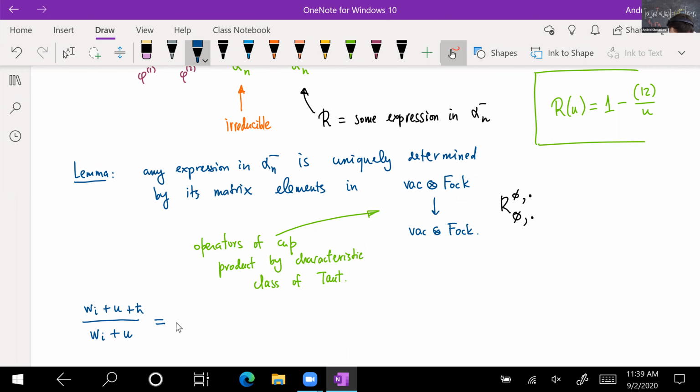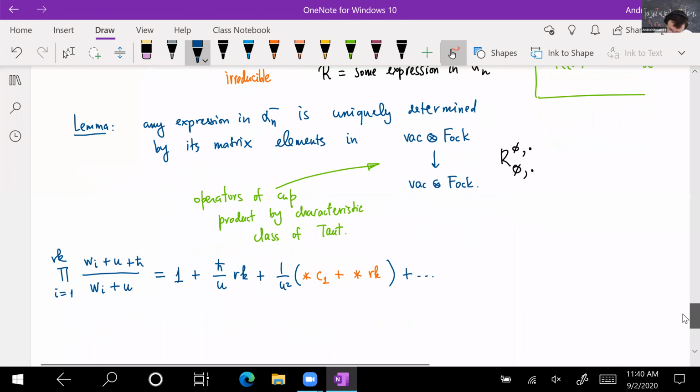And if we expand this at U to infinity, it starts with 1, plus the next term would be h bar over U times the rank, plus in the 1 over U squared term there would be some expression that involves C1, some coefficient times C1, plus some other coefficient times rank, plus so on. Rank is just a number, so I goes from 1 to the rank. And so in particular, if we start with the R matrix, you get an expression of this form, first the rank and so on. Okay, the rank of the tautological bundle, that's easy.